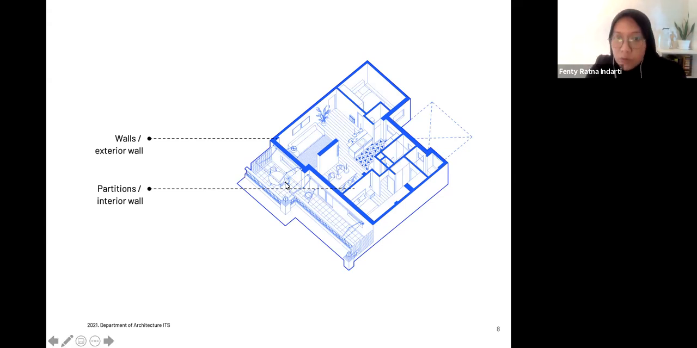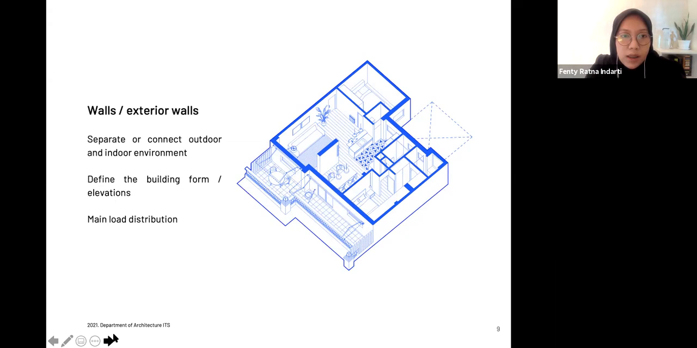First is the exterior walls and also the interior wall. If we are talking about the exterior walls here, in this outer part, definitely it separates or connects the outdoor and indoor environment. If we are talking about protection, then we are talking about separation, so that we have what is called, as you will learn in the future, microclimate. So you create an environment inside the area that is quite different from the outside, and usually it will be more comfortable for you to do activities inside.